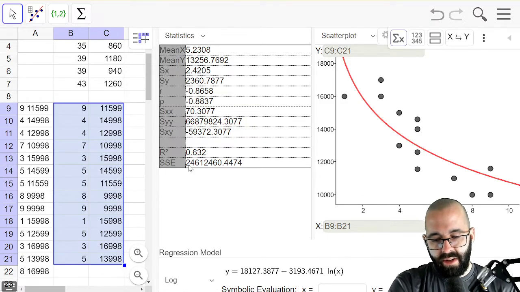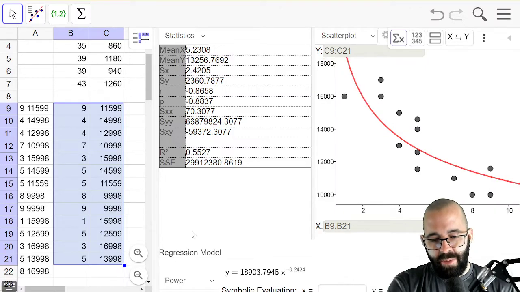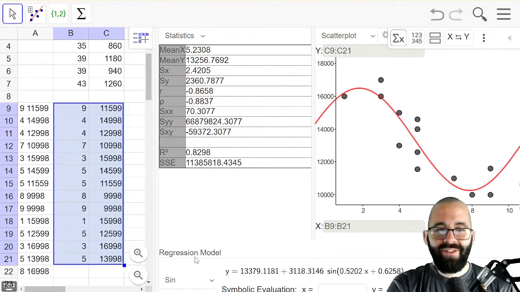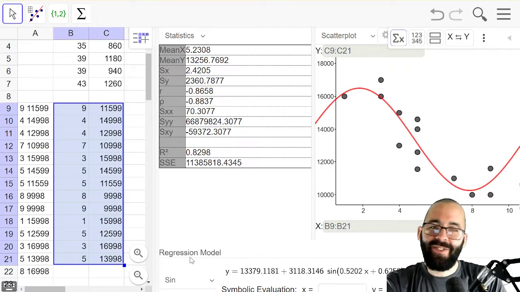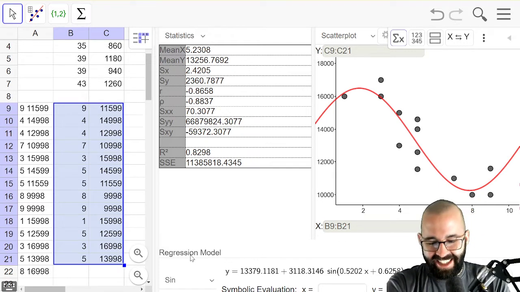You could compare the sum of squared errors and the R values. You use a polynomial model. Even our polynomial model is almost like a line. Power model, that one doesn't look so good. Exponential model, again, pretty close to a line. Sinusoidal model. Actually looks pretty close, but I don't think cars oscillate like this.